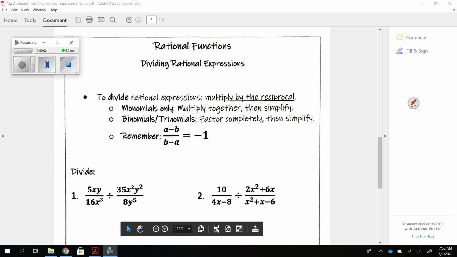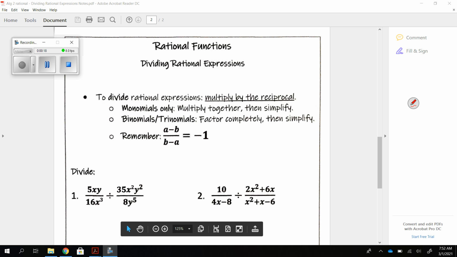All right, today we are continuing rational functions. This time we are dividing rational expressions, okay? We'll do multiplication. We did that already. Today is division. And then later on, of course, we'll do addition and subtraction. So today we're doing dividing rational expressions.